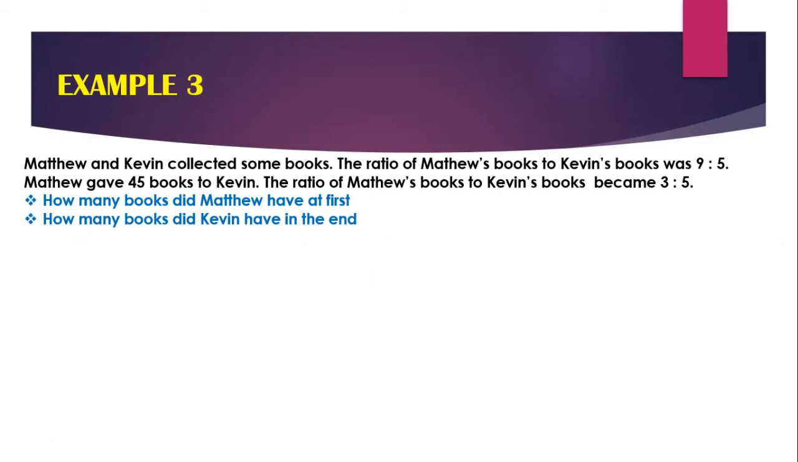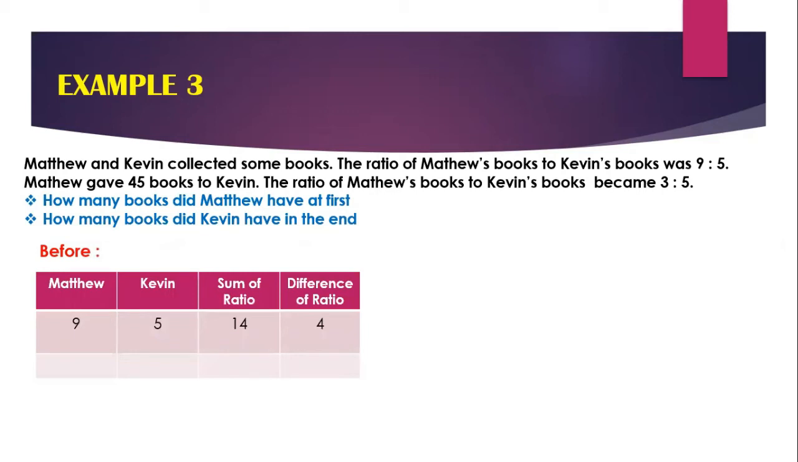Very easy, right? We are going to separate this case into 2 cases, before and after. The easiest way is to construct the table. Matthew to Kevin was 9 to 5, right? This is the information, so that's why the ratio is 9 to 5.